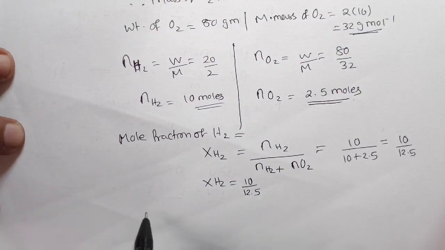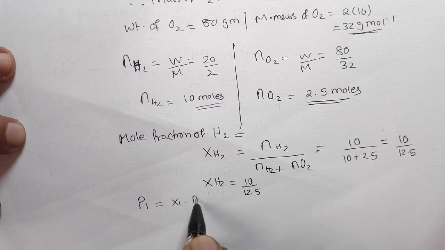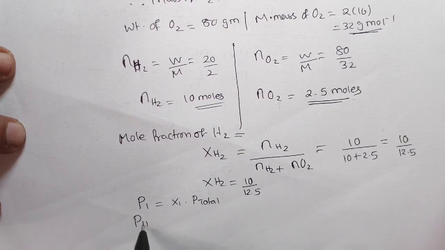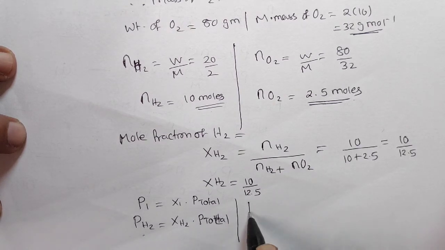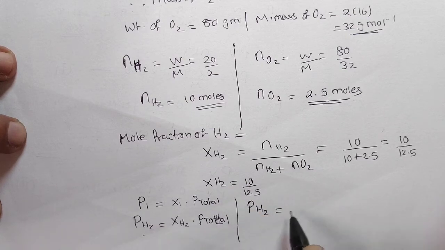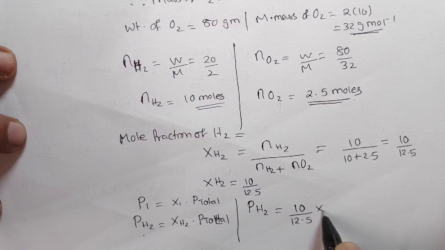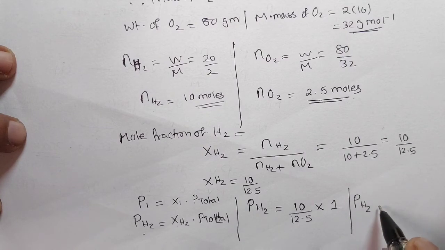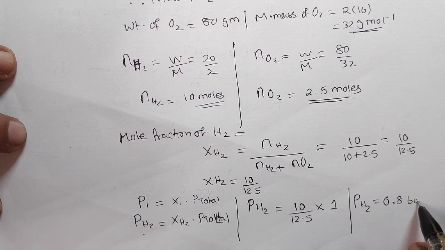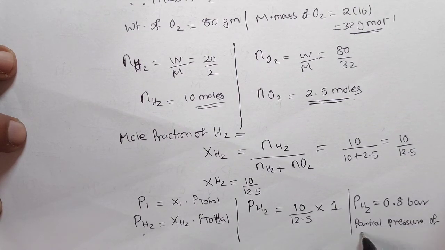If you have seen the formula, what was the formula? That is, P1 is equal to X1 into P total. Like this it was there, if you remember. Right? So, instead of P1, I will take the partial pressure of hydrogen is equal to the mole fraction of hydrogen into P total. Clear? Now if I substitute, PH2 will be equal to XH2, which is 10 by 12.5, into P total, which was given as 1 bar. So, if you calculate this, the partial pressure of hydrogen will be equal to 0.8 bar, right? So, this is the partial pressure of hydrogen.